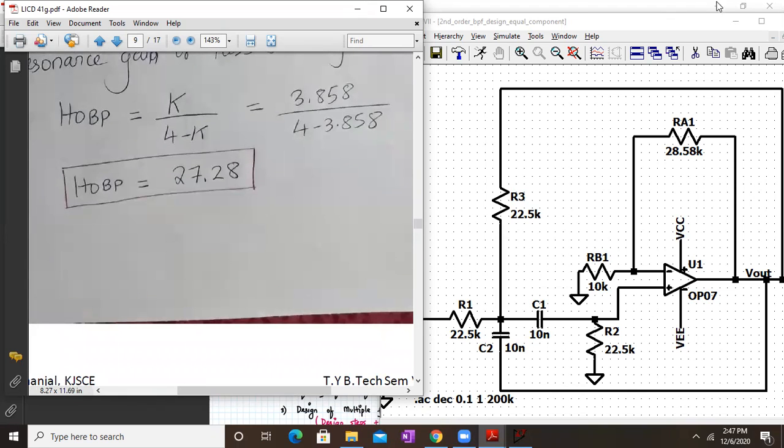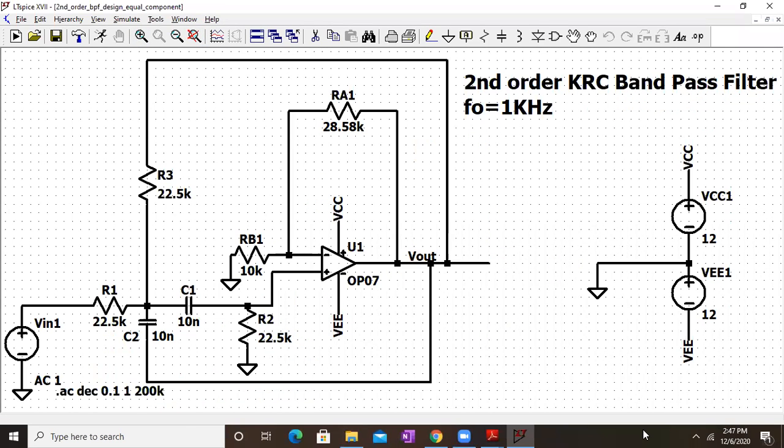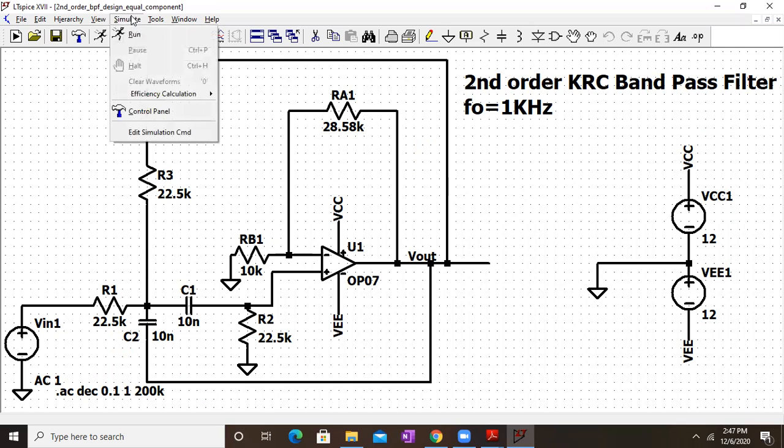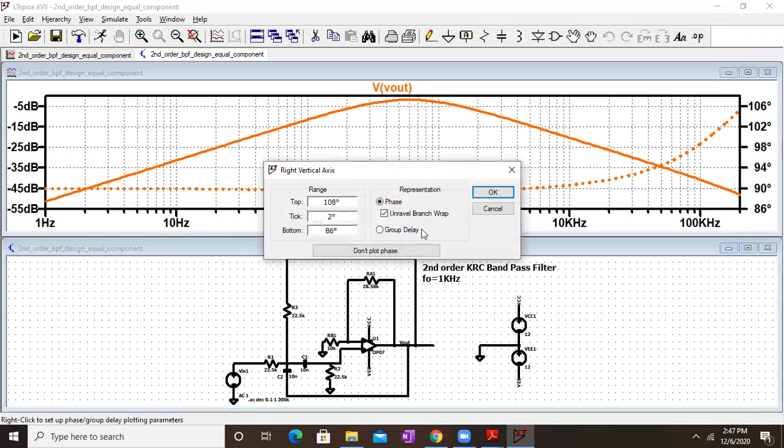So now let's check out the frequency response. This is my circuit that I have built up in LTspice. You can similarly build it up and check the response. I have used opamp OP07. So we'll go to simulate, click on run, and let's check the output. Yeah, so here we have it.